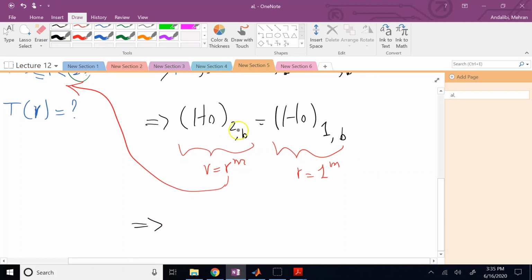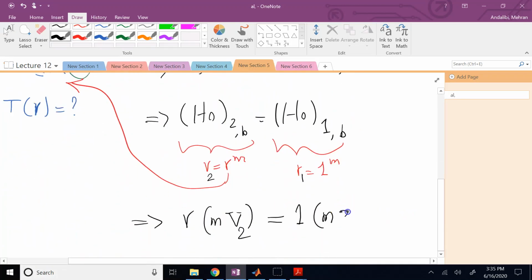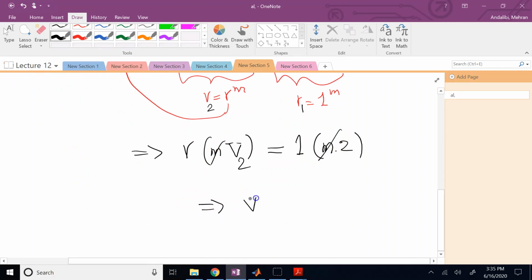Now, in configuration 2, your position vector has magnitude of R. The mass is still m, and the velocity is some v. Let's call it v2. In position 1, your R is 1 unit, your mass is still m, and your velocity is v1. So this is r1, this is r2. Your velocity v1, as you know, is 2, so it is going to be times 2. And if you cancel out m's, from here you can find v2 as a function of r.